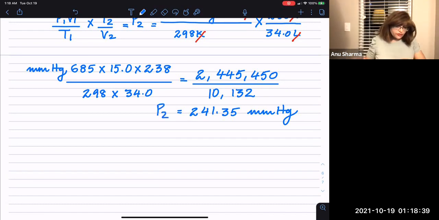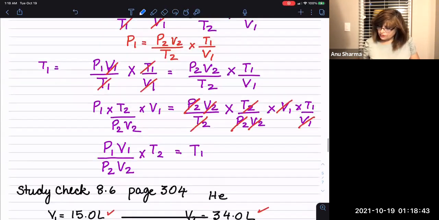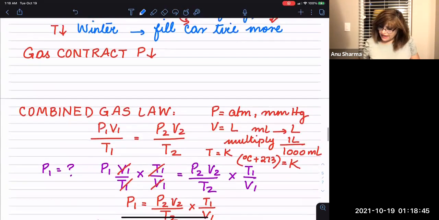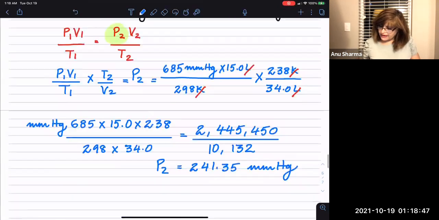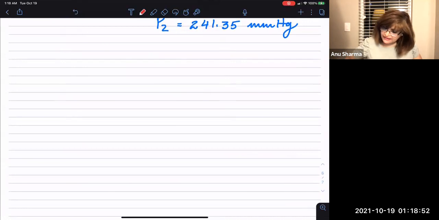So that is now the scenario with the four laws. Now we are going to look at another law, which is equally interesting and is the most important one, and that is Avogadro's law.